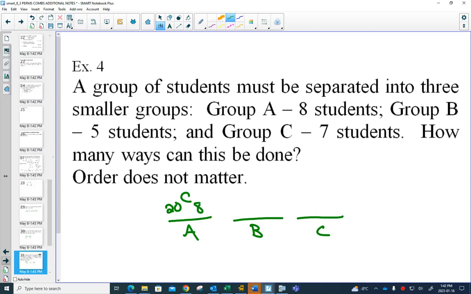Once I've chosen one of them to be my group A, I now need to choose group B. What numbers would I put into group B? Okay, so now the question is, should it be 20 choose 5? Or should it be less? Because you've already chosen 8 students that are in group A. Does it make sense that now when you choose group B, there's only 12 kids that are left? And then you choose 5 of them.